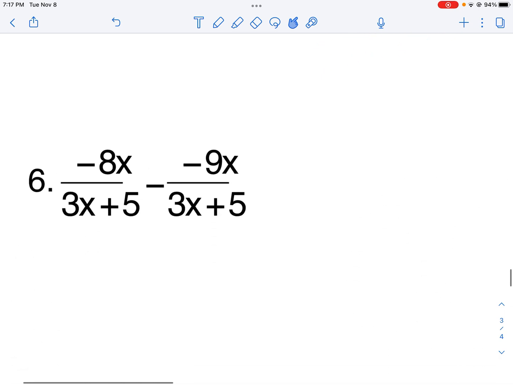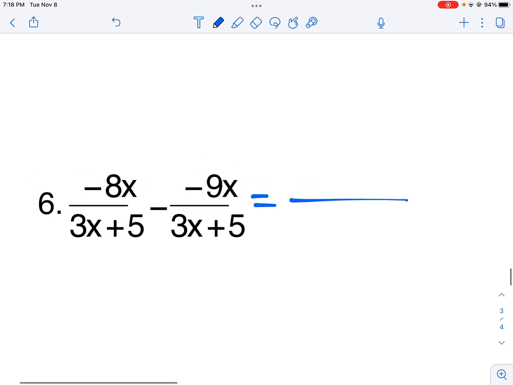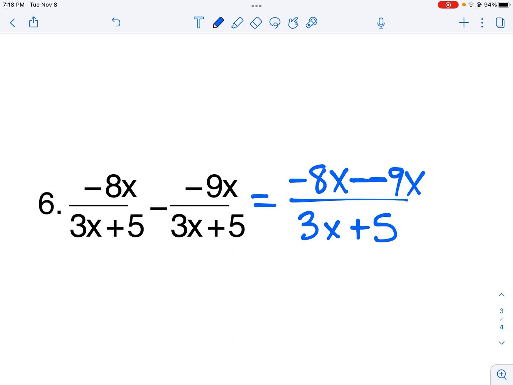Then it looks like we go to some adding and subtracting. So we have to have a common denominator, which we do, of 3x plus 5. So our numerator would be negative 8x minus negative 9x. So that's really plus. So if we add those, we have 1x over 3x plus 5.